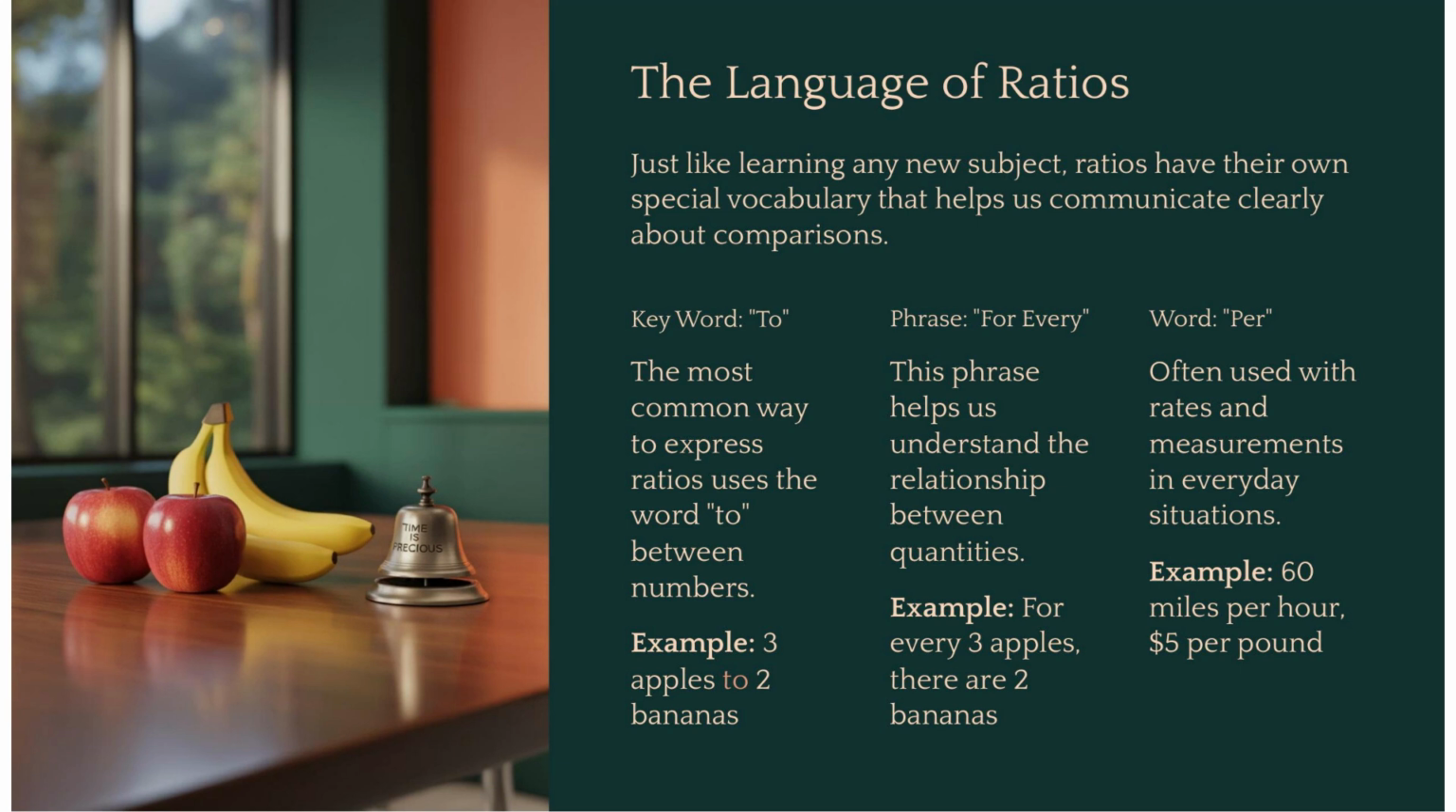The Common Core standards specifically ask you to understand the language of ratios. You won't always see a colon. Instead, you'll see words like "to," as in the ratio of basketballs to volleyballs is 4:1. You'll also see "for every," such as for every 2 dogs at the park, there is 1 person. And finally, you'll see "per," often when talking about speed or price, like 25 miles per hour. Being able to translate these phrases into a mathematical comparison is step 1.